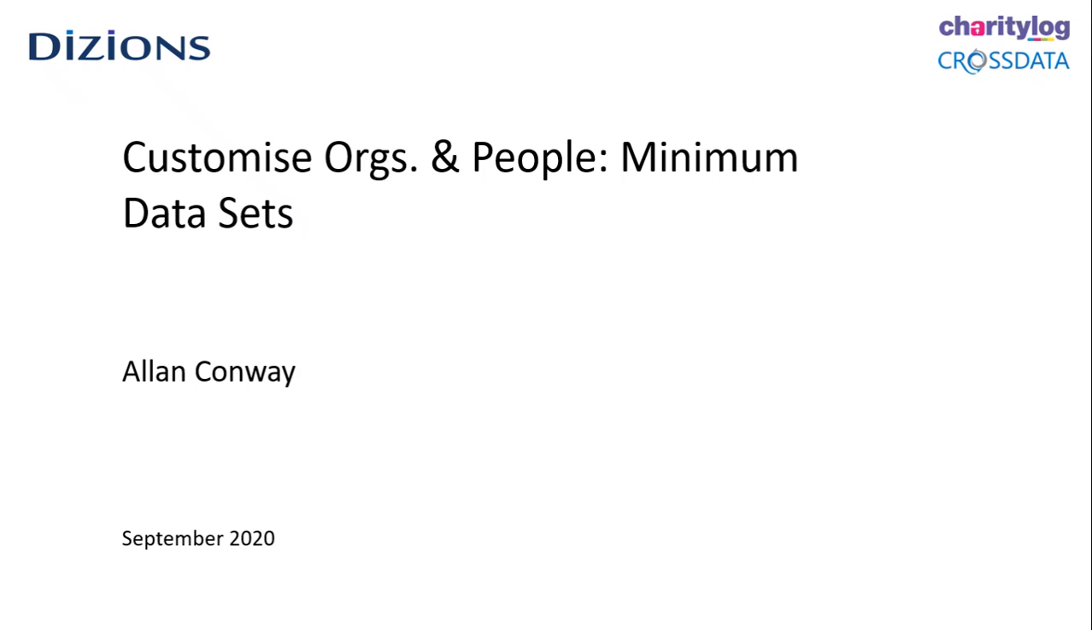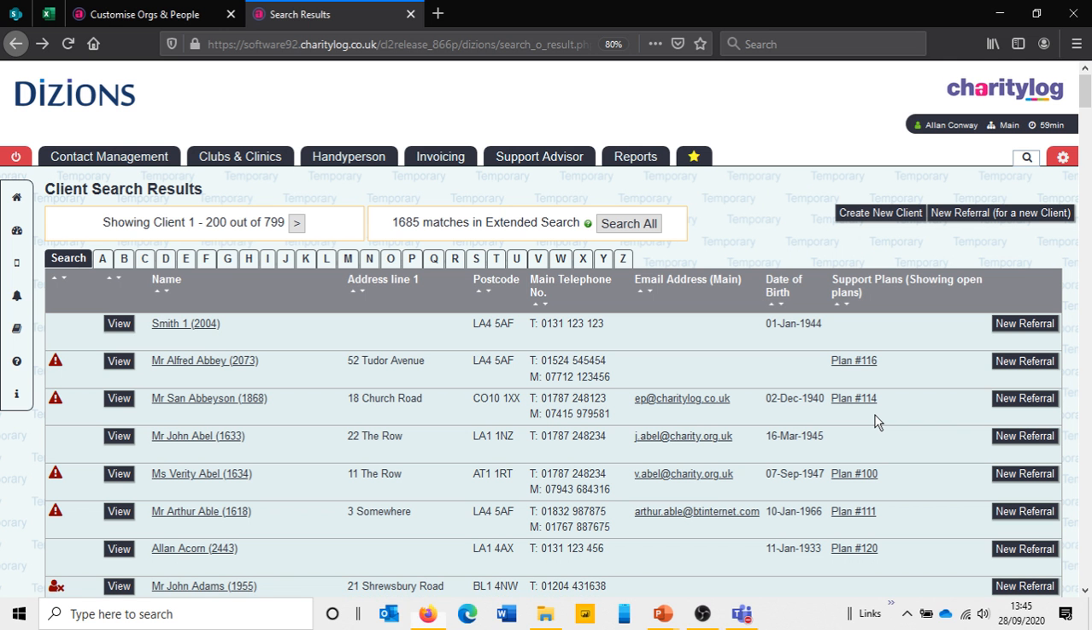Hello, and in this episode we're going to be looking at the minimum datasets options, which is in the Customise Orgs and People section. So I'm just going to go straight to my Charitylog system. And first things first, I'm going to explain what this function actually does.